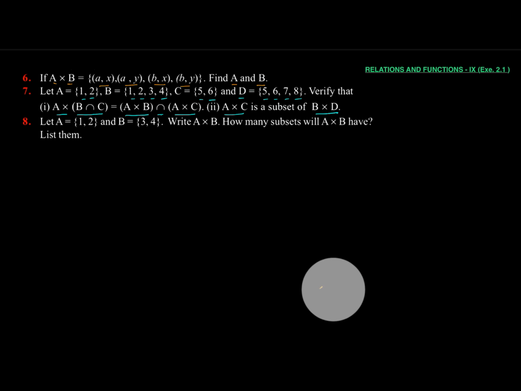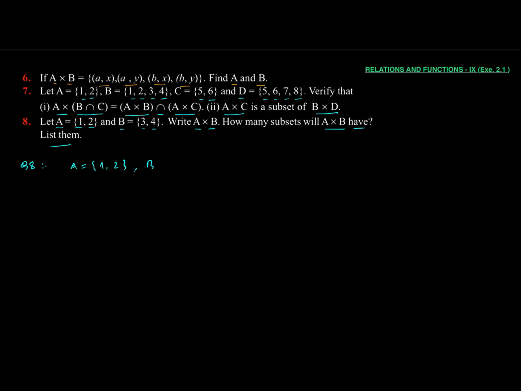Question number 8. Let elements of set A be 1 and 2 and elements of set B be 3 and 4. Write A cross B. How many subsets will A cross B have? List them. So this is question number 8. So here we have set A having elements 1 and 2 and set B having elements 3 and 4. So A cross B, that is the Cartesian product, will be having elements 1 comma 3, 1 comma 4, 2 comma 3 and 2 comma 4.